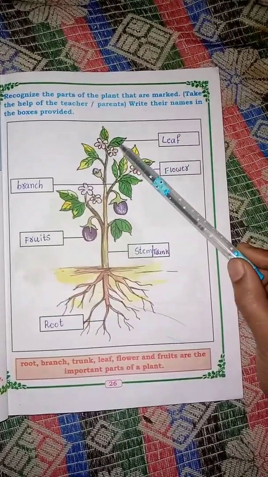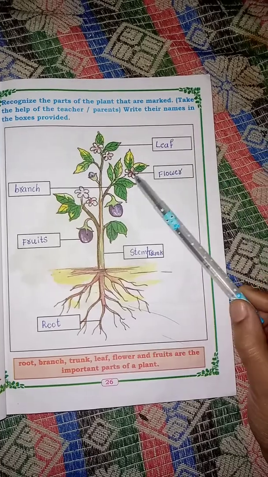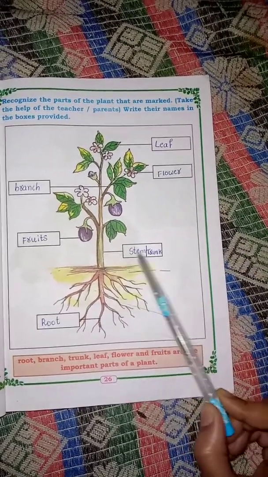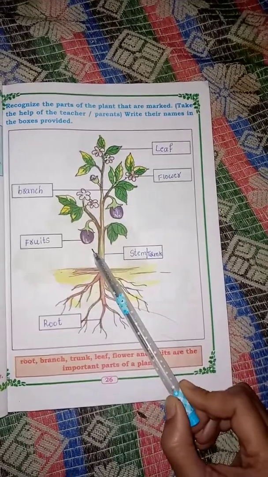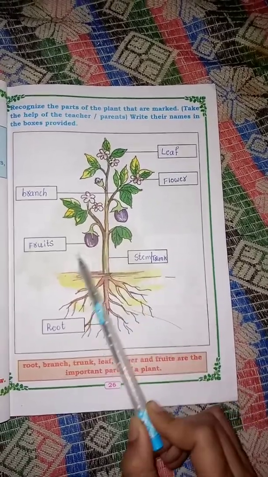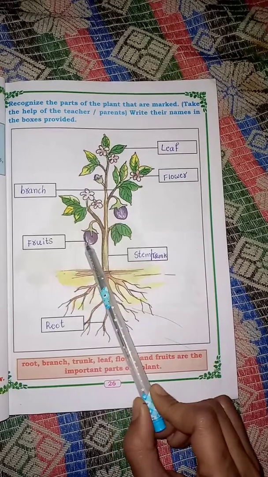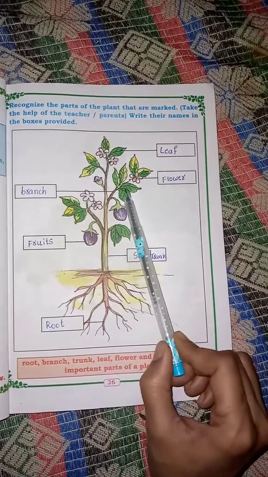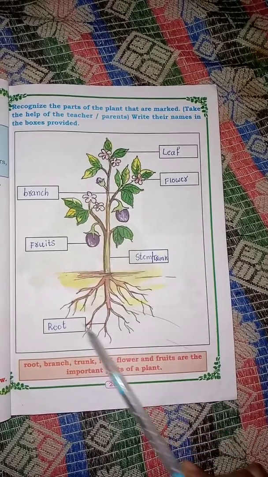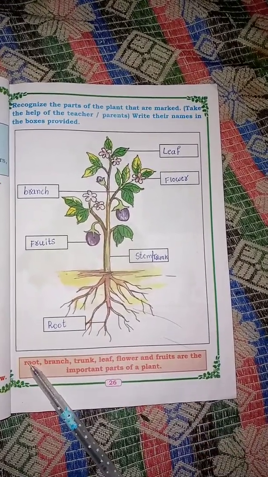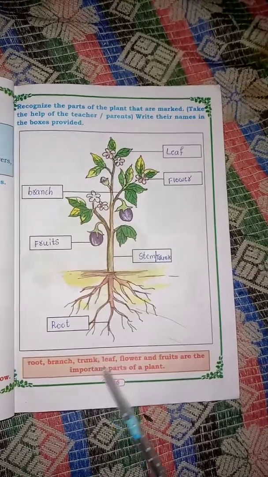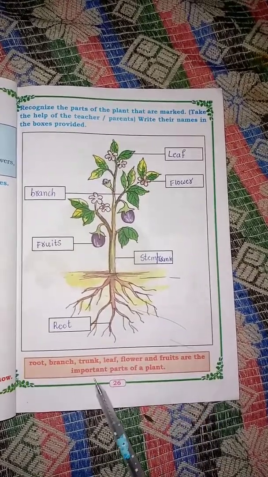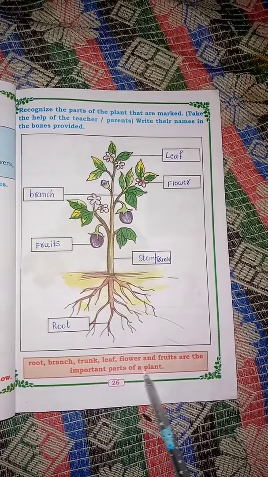This part we call a leaf. This part we call flowers. This part we call a stem or trunk. This part we call fruits, and these parts we call branches, and these parts we call roots. Root, branch, trunk, leaf, flower and fruits are the important parts of a plant.